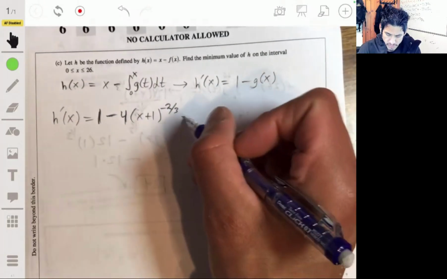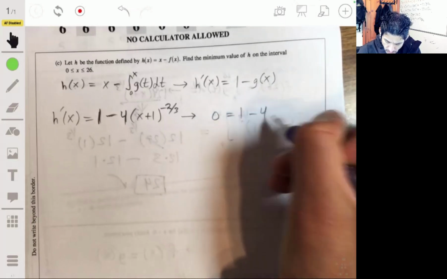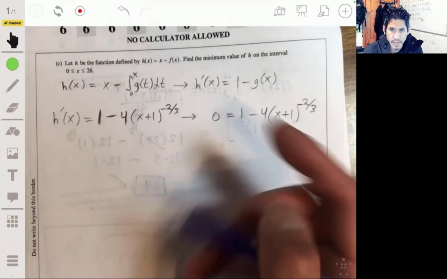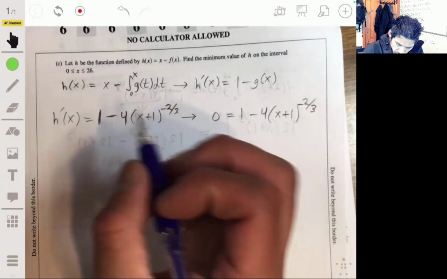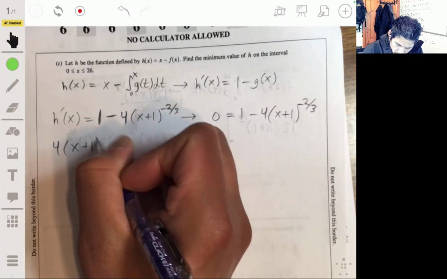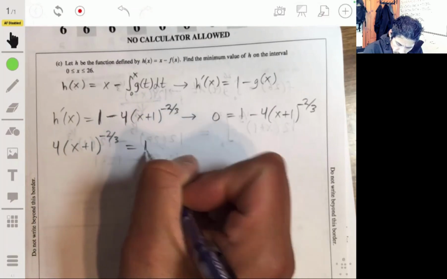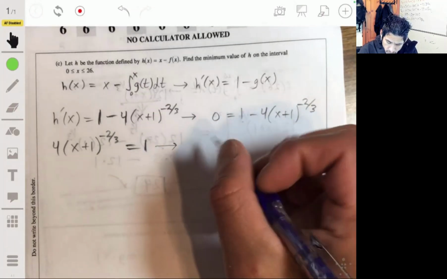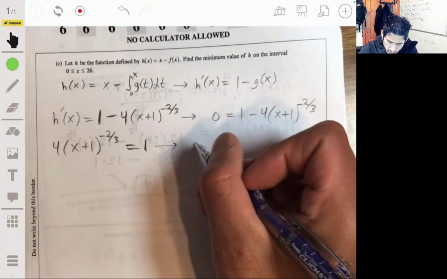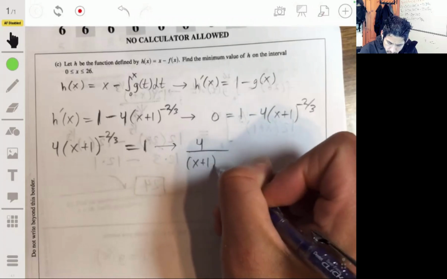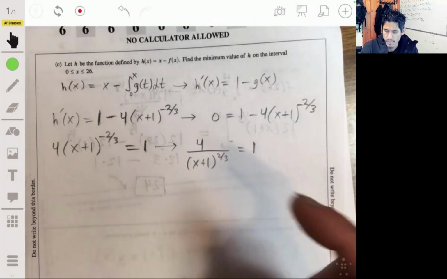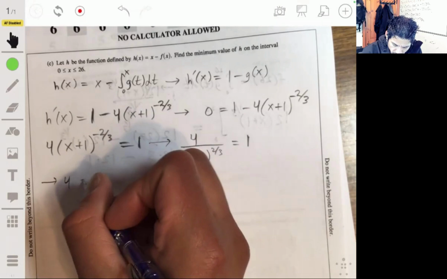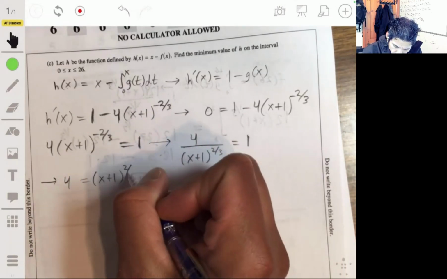So set the derivative equal to 0. So 0 equals 1 minus 4 times x plus 1 to the negative 2/3. Add, divide, all that. So we get 4 times x plus 1 to the negative 2/3 equal to 1. Let's do 4 over x plus 1 to the 2/3 is equal to 1. Multiply, divide, so 4 is equal to x plus 1 to the 2/3.